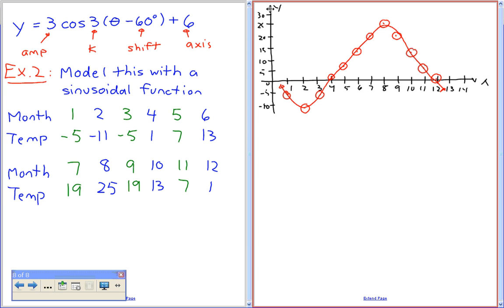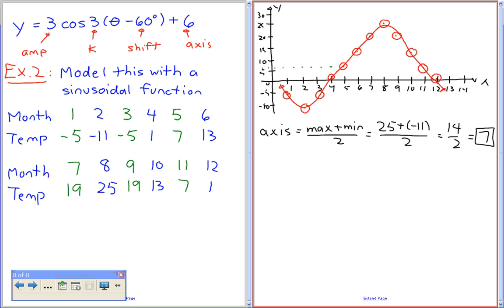Yeah, the axis will be what? Good. 25 minus 11 over 2, so max plus min over 2. 14 over 2, which is 7. Very good. Now you might say 7 sounds like a low number. That's fine. If you take a look, 7 is about here on my rough little sketch, and that looks to be in the middle. This is why the sketch is useful, to verify your answers.